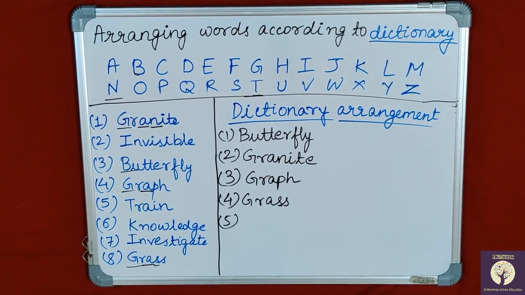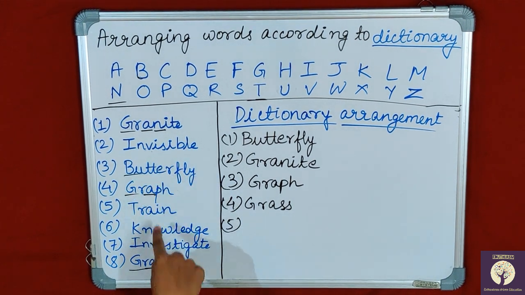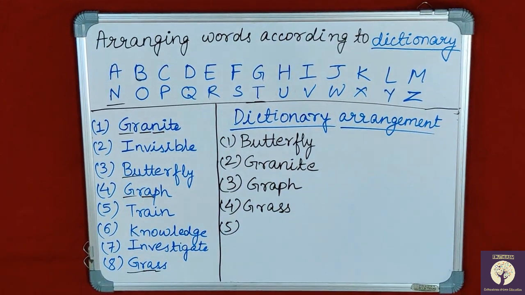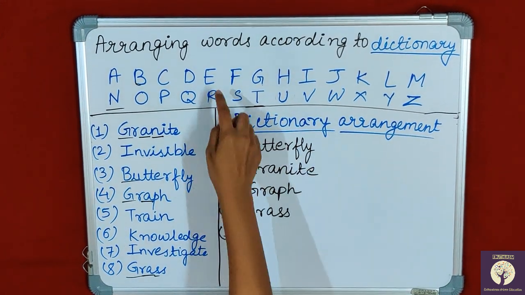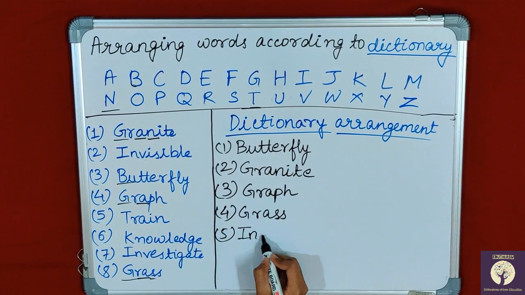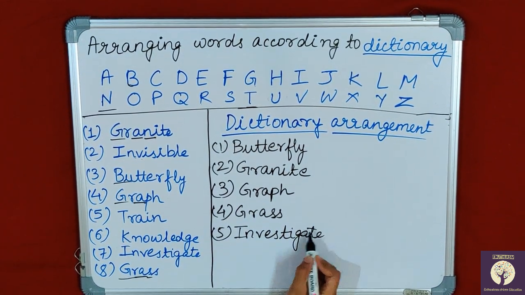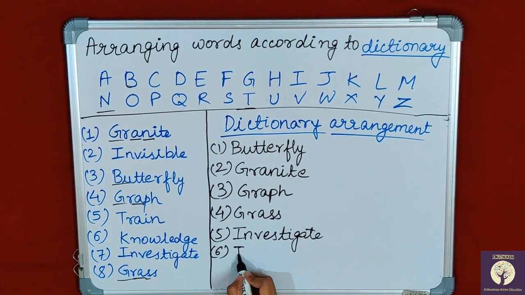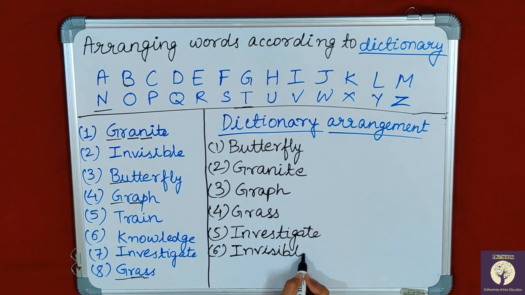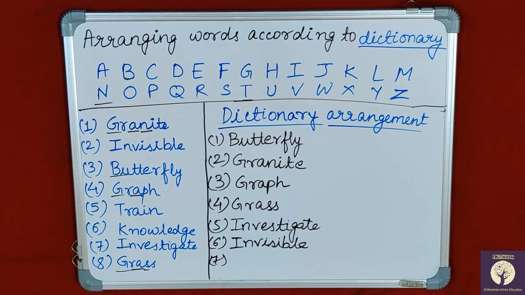So we can have a clue of arrangement from here. So we have I and E as our next letters. So we'll check in the alphabet which letter comes first. Of course, E comes before I. So we will place investigate as our next word. Investigate becomes our next word in the arrangement, and then we have invisible as I comes after E. Now the seventh word.